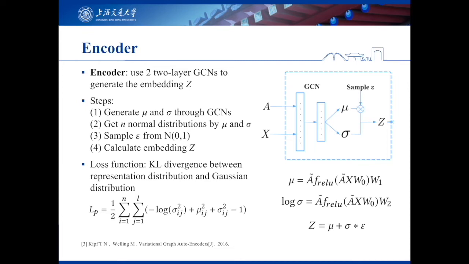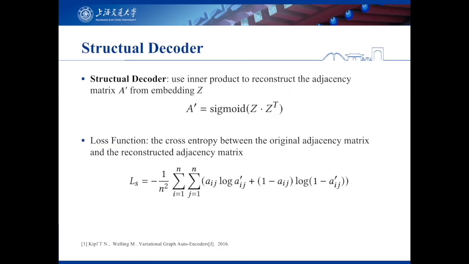Next, I introduce the encoder, structure decoder, and attribute decoder in detail. The first part is the encoder, which aims to generate the embedding from the adjacency matrix and attribute matrix. In ANEJC, we use two-layer GCNs. First, we generate mu and sigma through GCNs. Then we can get n normal distributions by mu and sigma. At last, we use a reparametrization trick to sample the embedding from them. The loss function of the encoder is defined as the KL divergence between the representation distribution and Gaussian distribution.